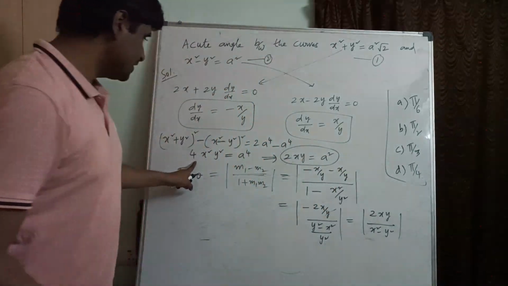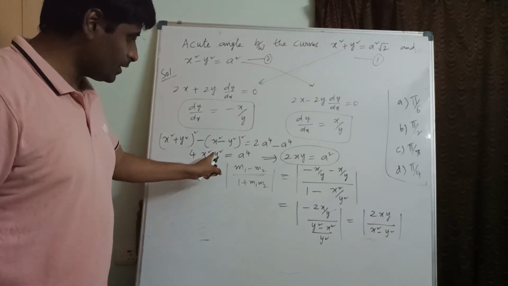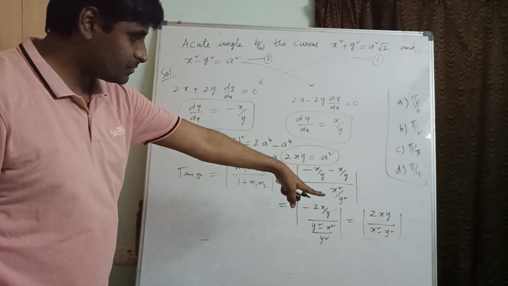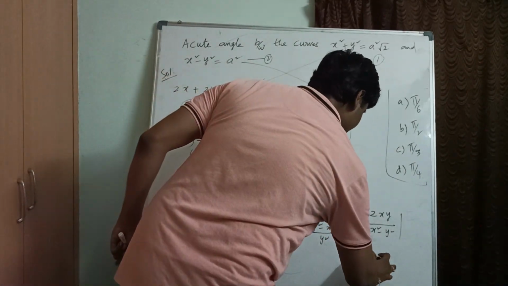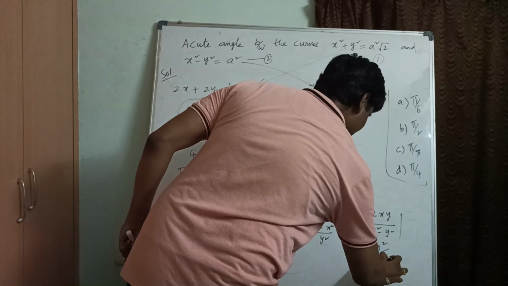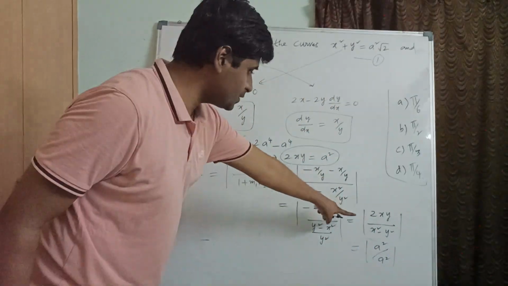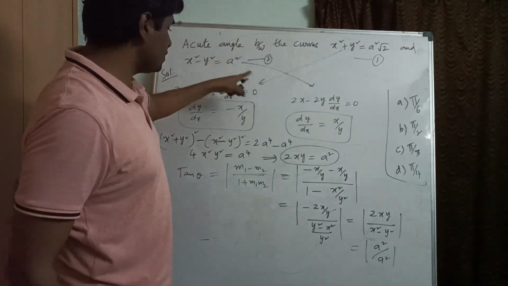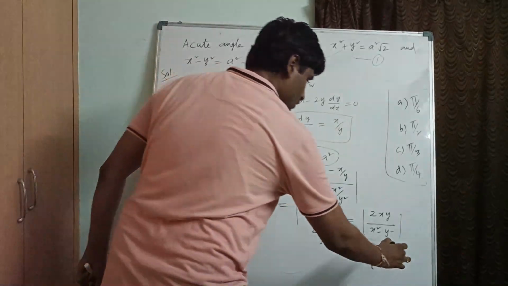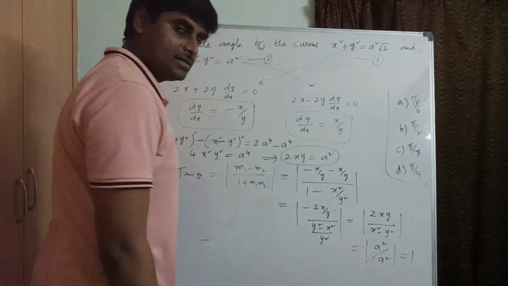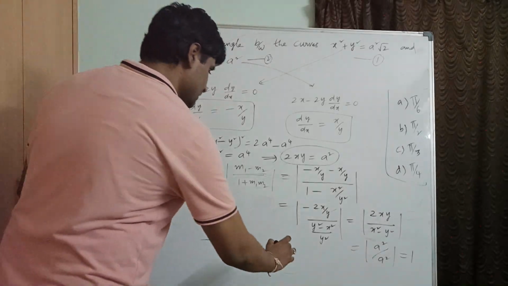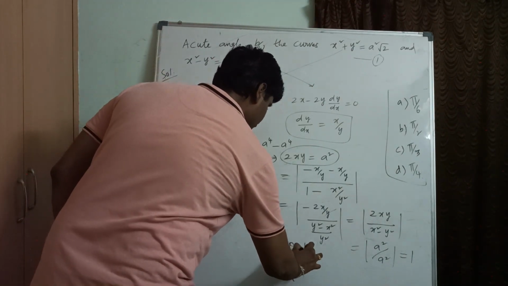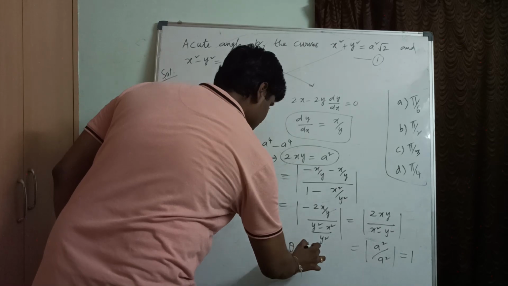So just take square root on both sides. 2xy equal to a square. Substitute there. What will you get? A square by a square. So 2xy value is a square and x square minus y square is a square. So what will you get? Tan theta equals 1. 1 means what is the angle? 45 degrees. Therefore theta equals 45. That's it. It's very easy.